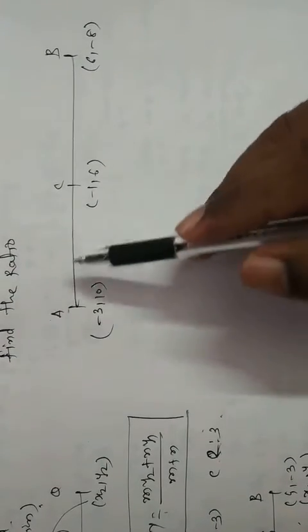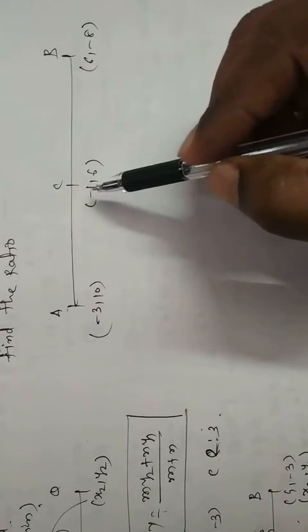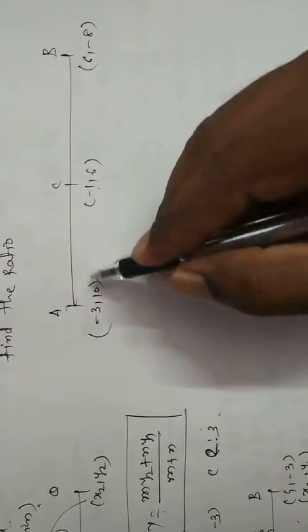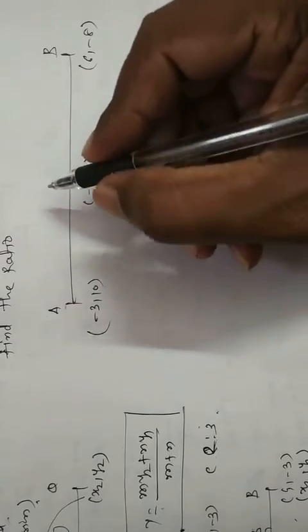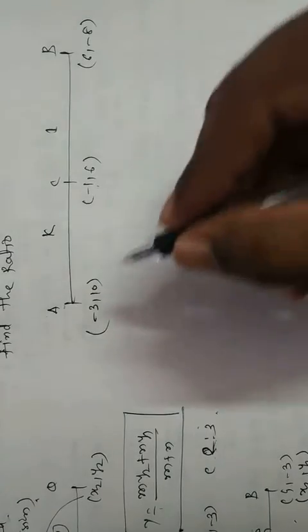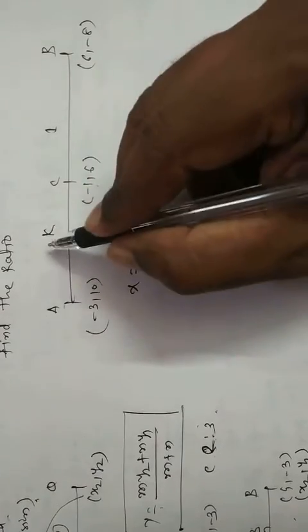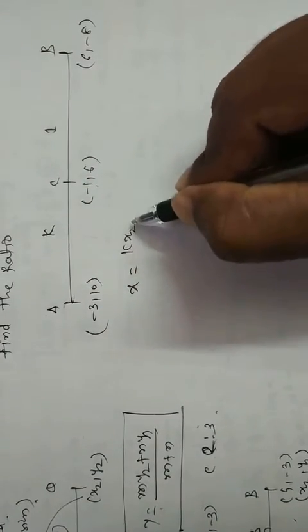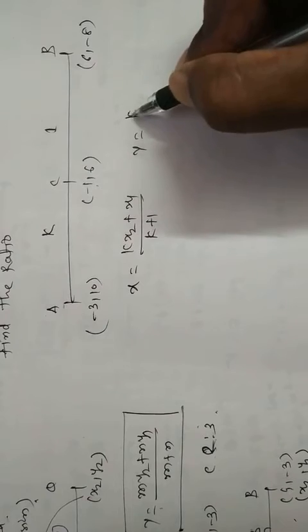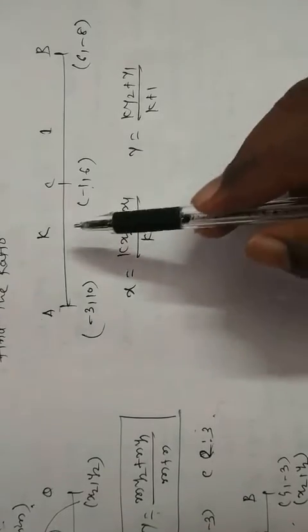But sometimes you have the coordinates and then you need to find the ratio. Suppose A is given, B is given, and C is also given. Then find in which ratio C divides AB. Suppose C divides AB in the form k:1. Then the formula is the same. X is equal to, not mx2, simply (kx2 + x1) upon (k + 1), and y is (ky2 + y1) upon (k + 1). Using this format you can easily find the ratio.